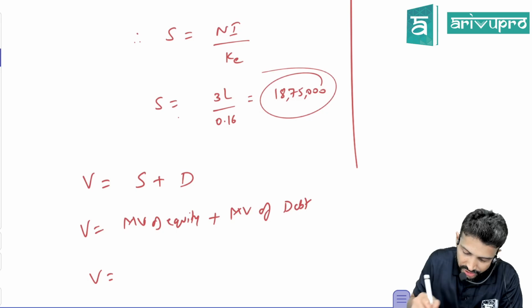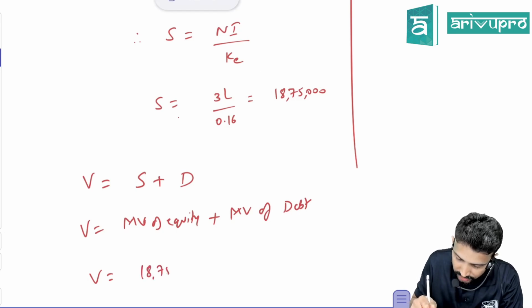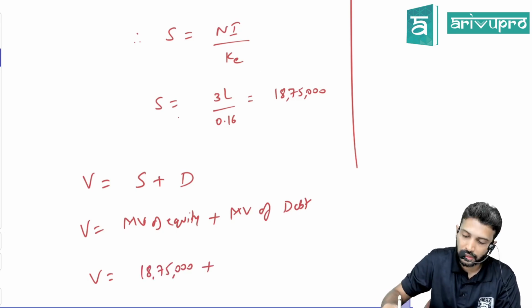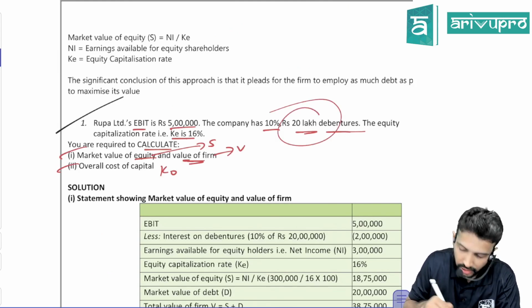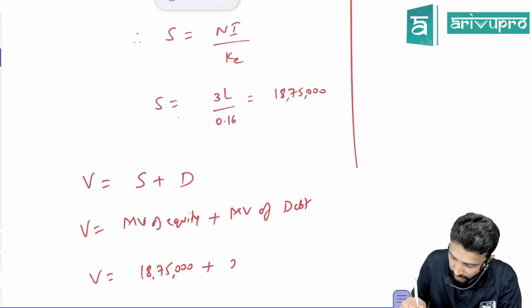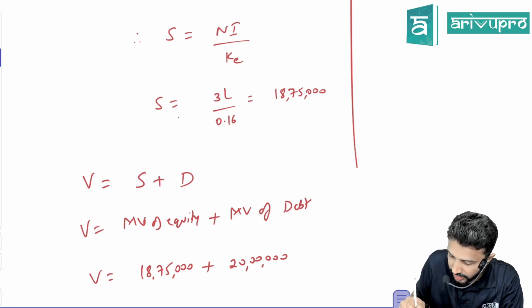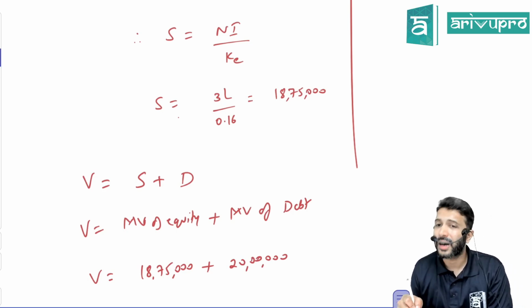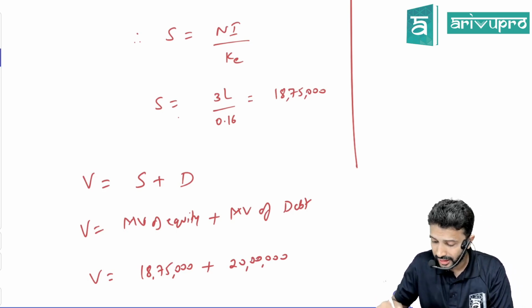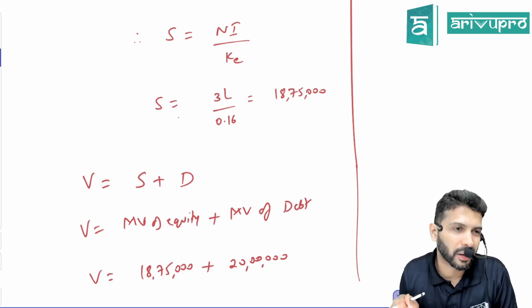Market value of equity, just now we found out to be 18,75,000. Market value of debt is given to us in the question, which is 20 lakhs. If they don't give it, whatever is the debt value, we'll take it as market value, because the debt instrument need not be compulsorily traded in the market.